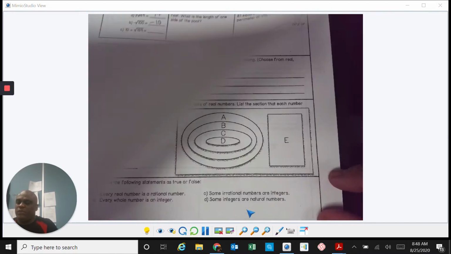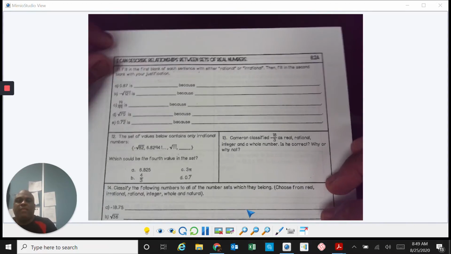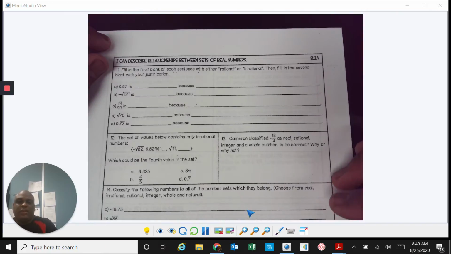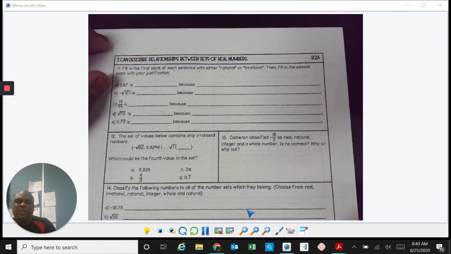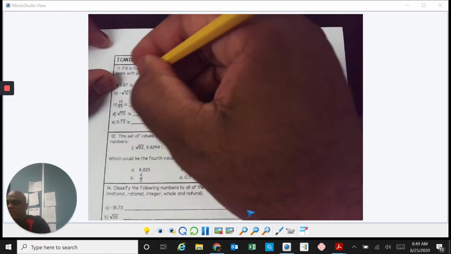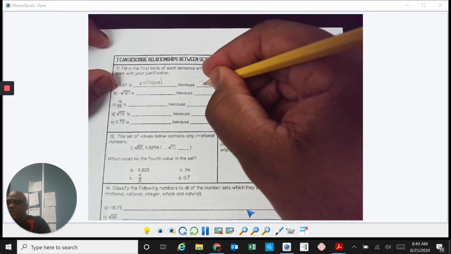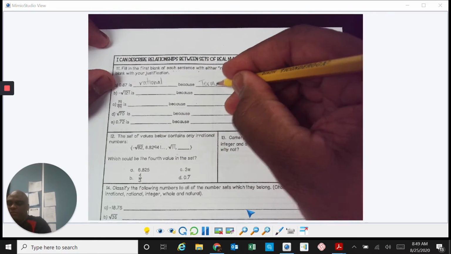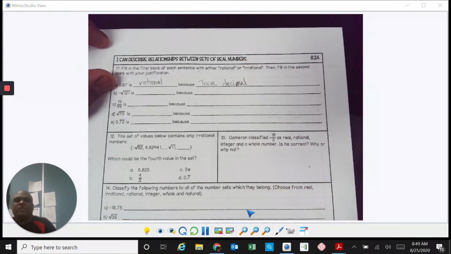For right now, we're going to flip it over to the second part, and this is just identifying and classifying numbers. I can describe the relationship between the sets of real numbers. Remember, there are two sets of real numbers: rational and irrational. If I just look at this one, this is 0.87. That decimal stops, so this would be a rational number, because it is a terminating decimal.